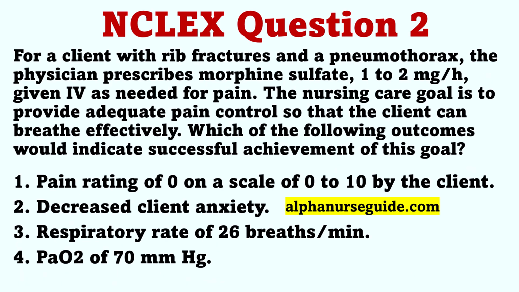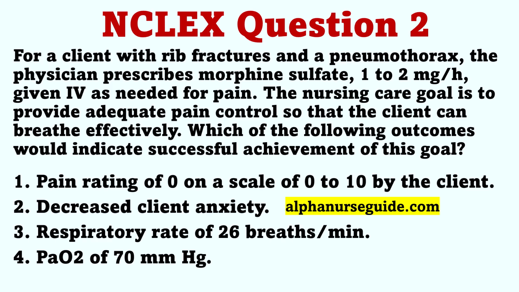For a client with rib fractures and a pneumothorax, the physician prescribes morphine sulfate, 1 to 2 milligrams per hour, given IV as needed for pain. The nursing care goal is to provide adequate pain control so that the client can breathe effectively. Which of the following outcomes would indicate successful achievement of this goal? 1. Pain rating of 0 on a scale of 0 to 10 by the client. 2. Decreased client anxiety. 3. Respiratory rate of 26 breaths per minute. 4. PO2 of 70.